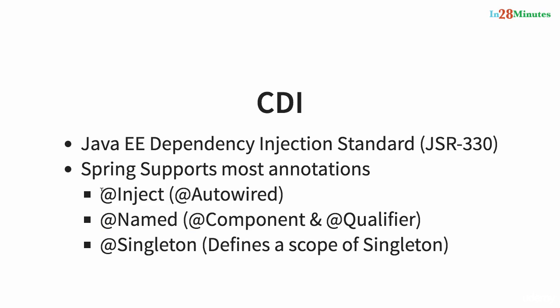It says if I want to autowire something in, then you would need to use @Inject. If you would want to use @Named, that means you are defining a component. So the comparable Spring annotation for CDI @Named is @Component, and the comparable for @Inject is @Autowired. So CDI tries to define common annotations for use with dependency injection.